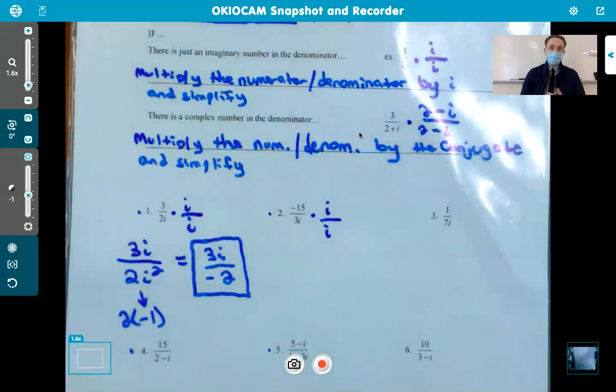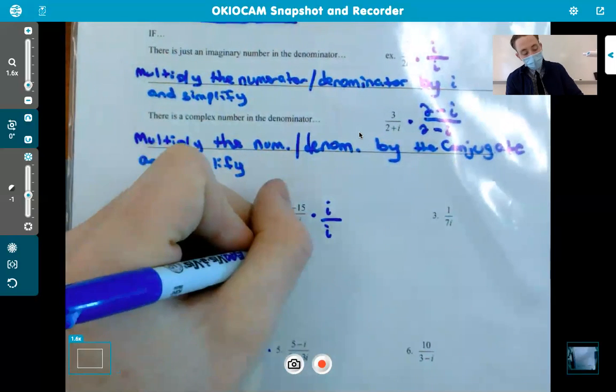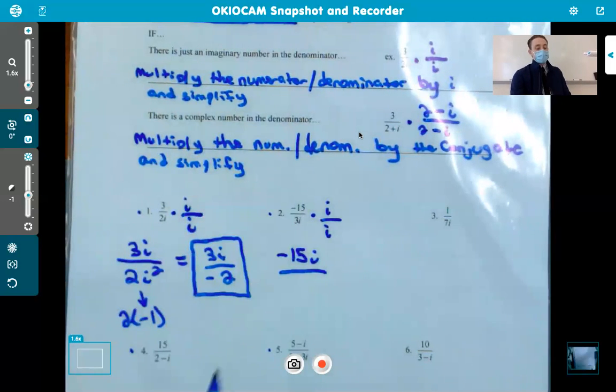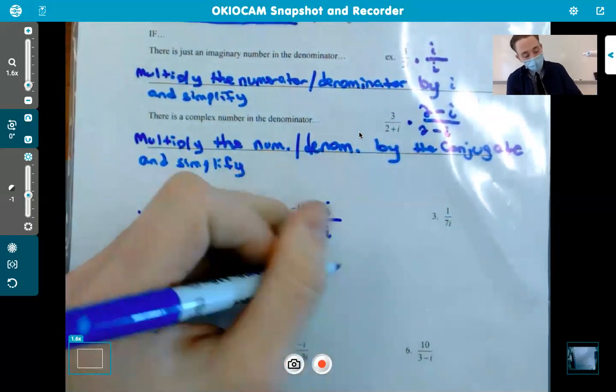-15 times i is going to give me what? -15i. Somebody from home, help me out with this one. 3i times i is going to give me what number? 3i squared. 3i squared.